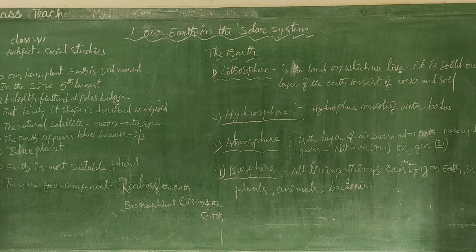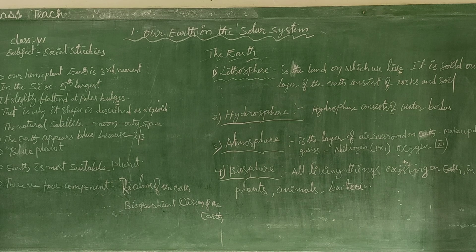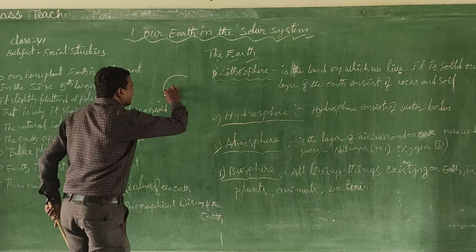In size, the Earth is the fifth largest planet in the solar system. It is slightly flattened at the poles. You have got the picture here, children. The shape of the Earth is flattened at the poles. Here, the best example is the Earth.